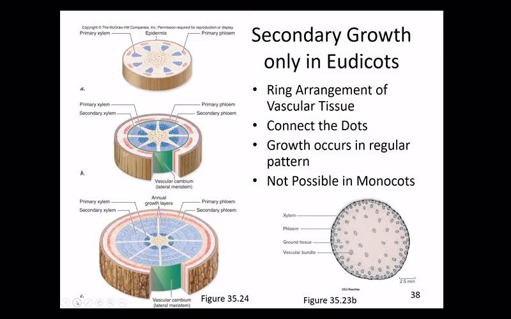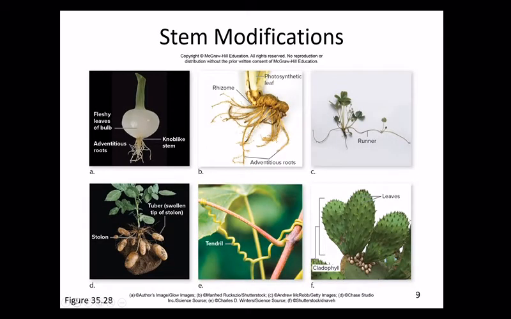Monocots do not have this regular formation and therefore lack the ability to show secondary growth. As far as modifications, we have 6 different modifications that will be present here that we can talk about.